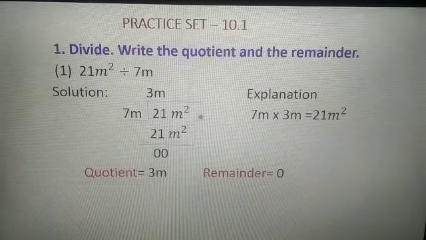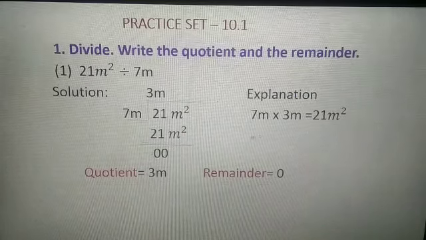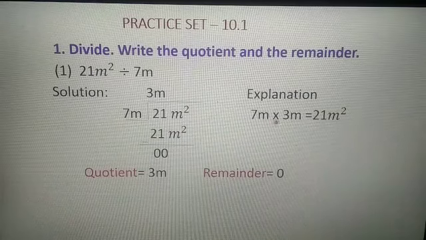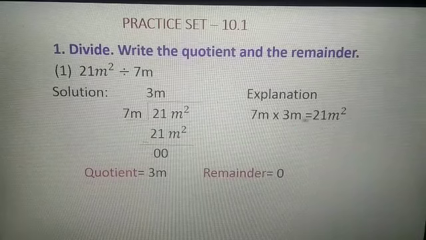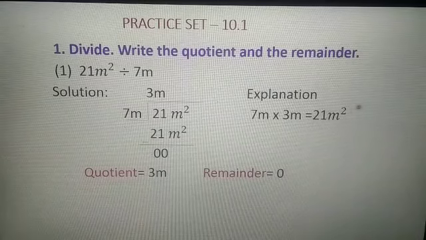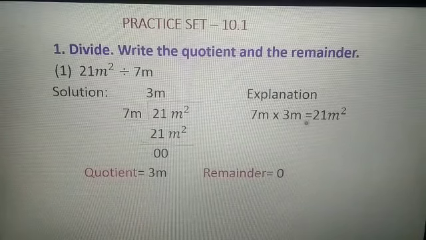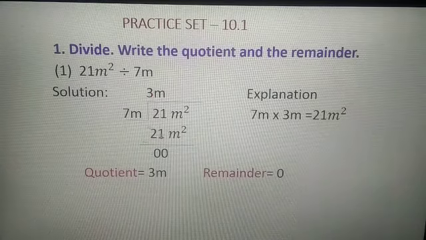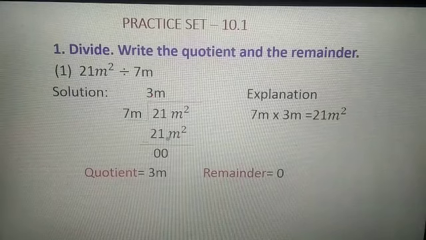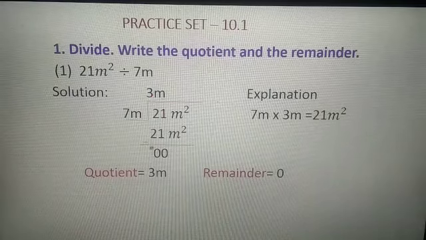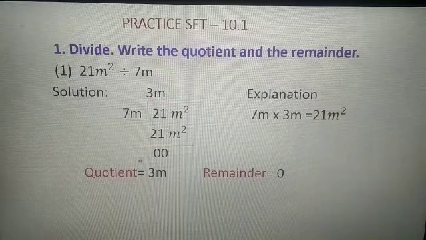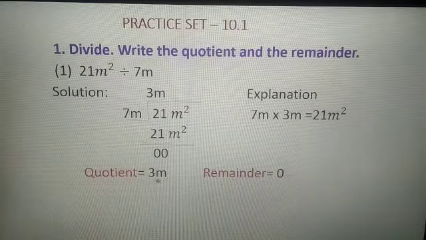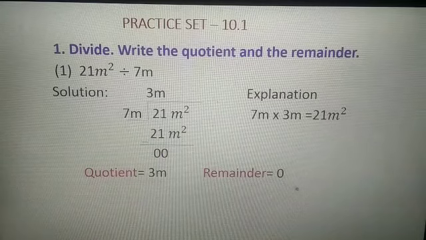The same explanation we will write in the explanation part. We take the divisor 7m, and it is multiplied by 3m to get 21m square. So this 3m is the quotient, and we write it over here. 7 times 3 is 21 and m into m is m square. Now as we are doing subtraction, put a subtraction sign and cancel so that we get 0 as the remainder. Quotient is 3m and remainder is 0.